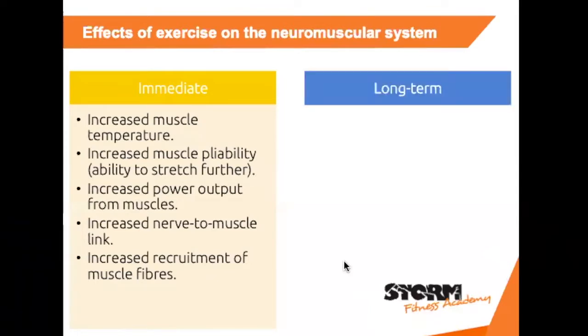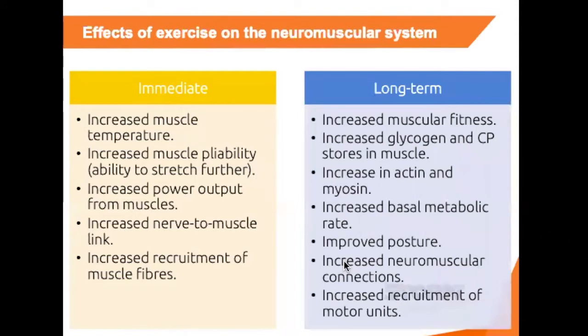And then the long term, well, just to sum it up in one general term, we basically increase our muscular fitness. So that covers muscular endurance, muscular strength, power, all that sort of stuff. Increased glycogen and creatine phosphate stores in the muscle, so we can actually store more energy substrates. Increase in actin and myosin, so that's where we actually lay down more protein filaments, which results in increased size of the muscle, so hypertrophy of the muscle.